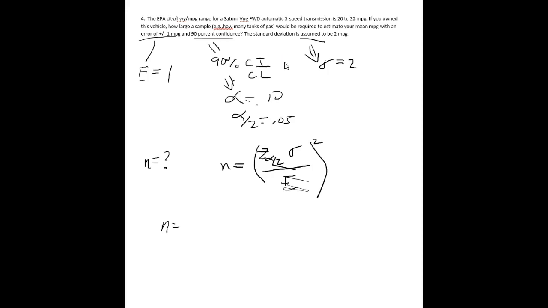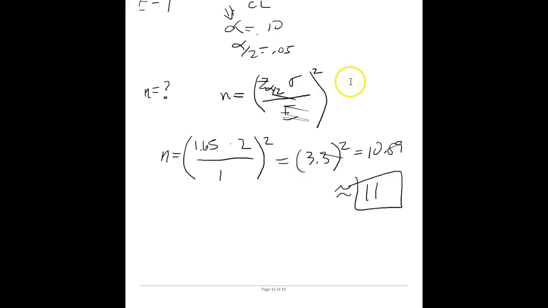So what we do is n equals z alpha half. What is our z alpha half for a 90% confidence interval? It is 1.65. I'm not going to go back there and show you how I did it, we just did that. And then what is our sigma? 2. And what is our margin of error? 1. And that whole thing is squared. So this comes to 3.3, whole thing squared, 10.89, which then, whenever we're doing an n calculation, we always round up. So 11. That's the number that we need to have 90% confidence.